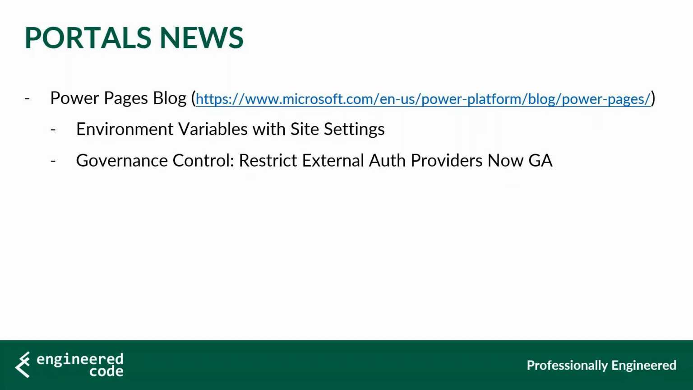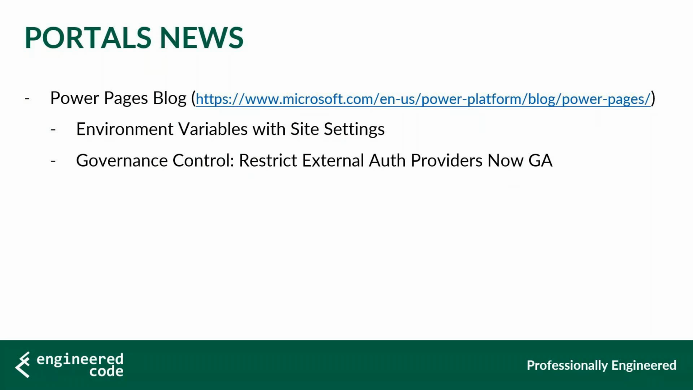And then once you do that, the value for that site setting is just pulled from whatever the value of that environment variable happens to be. And what's great about that is that environment variables are the out of the box, purpose built way of doing ALM settings in Dataverse and Power Platform. So there's all sorts of built-in functionality in pipelines and the whole ALM procedures within Power Platform to support having different environment variables in different environments. So now we can say Power Pages leverages those as well.